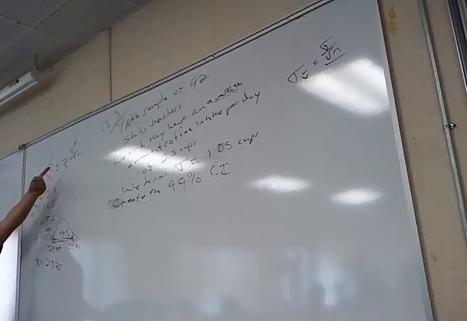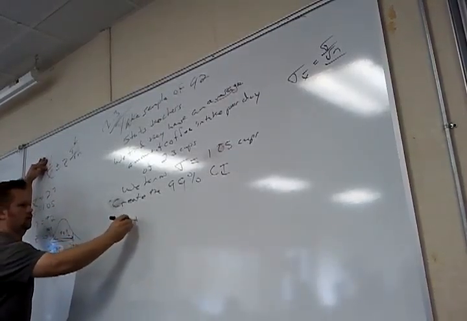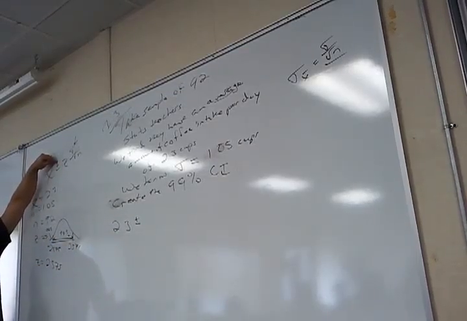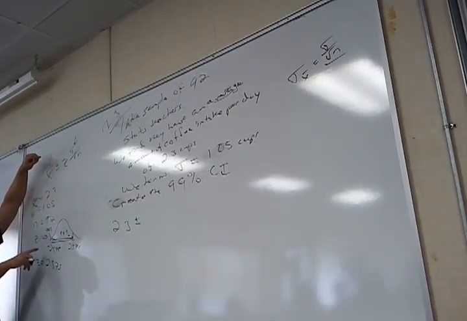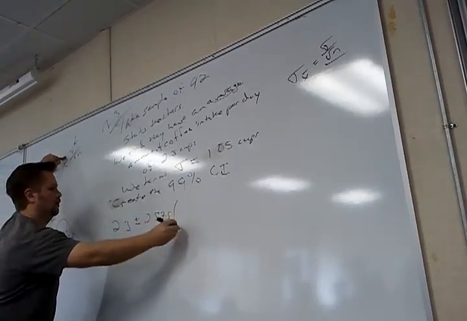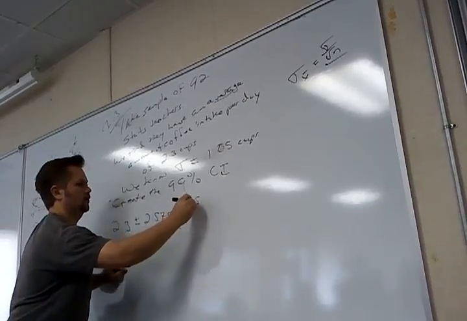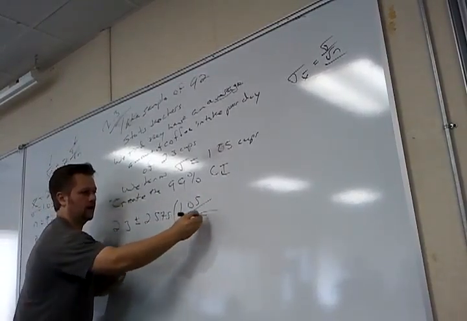So now just throw everything in. The mean, 2.3, give or take, this many steps. So 2.575 times the old standard deviation, 1.05, divided by the square root of 92.